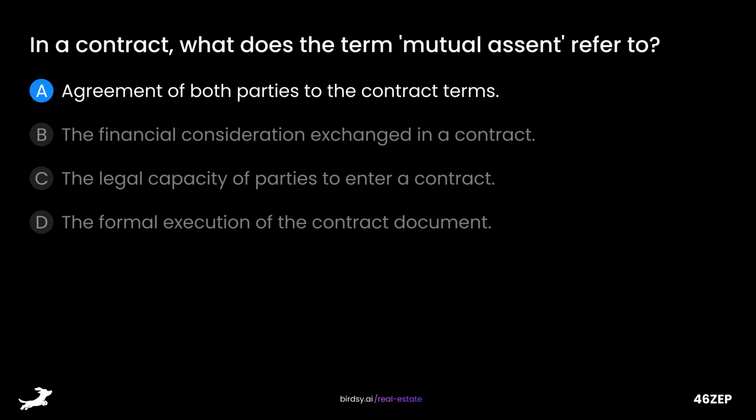Is it A, agreement of both parties to the contract terms? B, the financial consideration exchanged in a contract? C, the legal capacity of parties to enter a contract? Or D, the formal execution of the contract document? The answer is A, agreement of both parties to the contract terms.